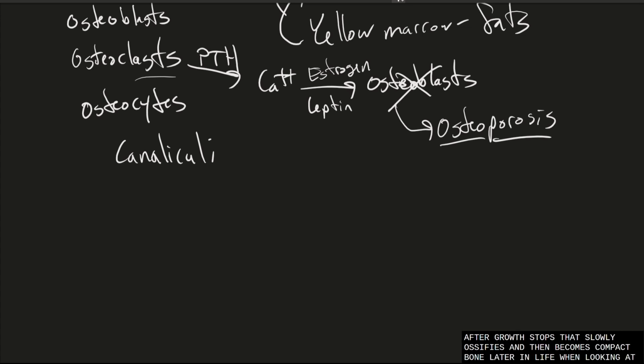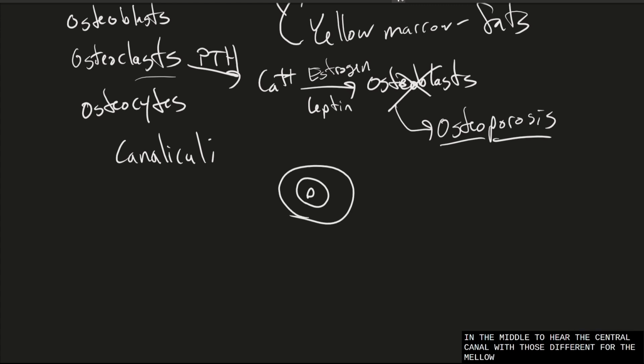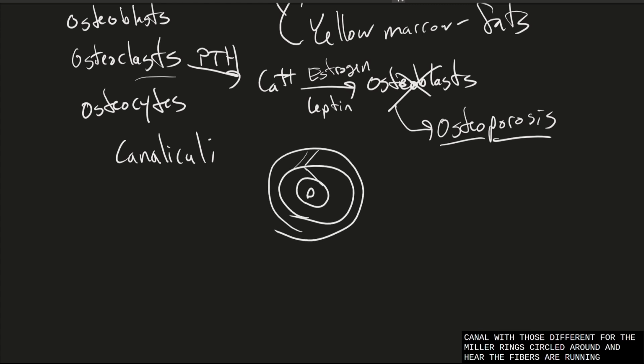When looking at the microscopic structural unit of compact bone, that one single structural unit, remember, is called the osteon, which has that central canal in the middle. So here would be the central canal with those different lamellar rings circled around, and here the fibers are running different directions to provide strength.